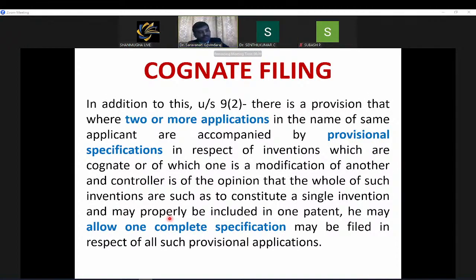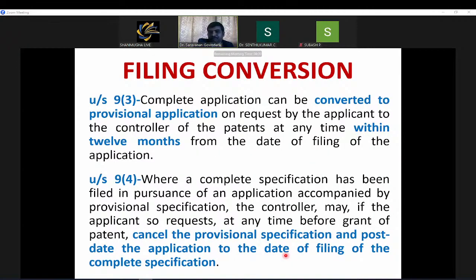Cognate filings. When we are filing two or more applications, in that case you can add one application with another if it is for the same invention. With respect to an invention, when it is a cognate, that means nothing but a modification of the already existing one. In that case, we can combine both and submit. So under Section 9 of the Act, we can convert the provisional application within 12 months to a complete specification.